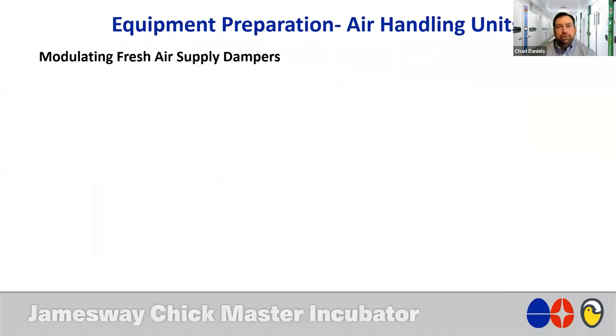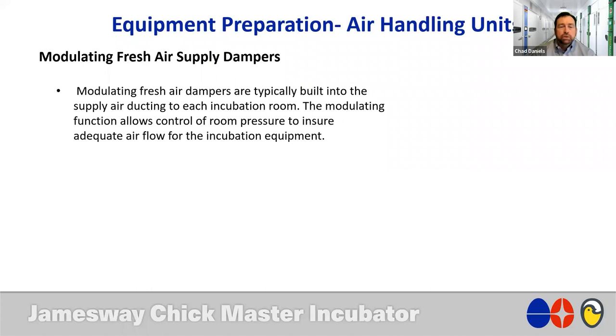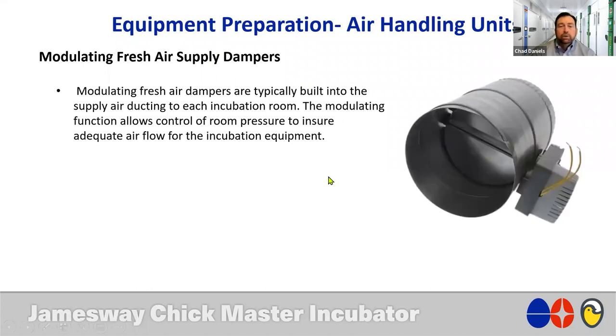Modulating fresh air supply dampers: generally with air handling units, if it's a 100% fresh air system, you'll have a variable speed blower, but oftentimes in the supply duct going into the facility, this air handler may supply multiple rooms. We see that in the case of having a CC3 or a central ventilation system. But anytime you have these air handlers, oftentimes you can have multiple rooms. So the modulating fresh air damper typically is built into the duct. And as you can see here, this damper is internal to this duct. And so it's very important to make sure that these are accessed, visually inspected, make sure they're clean, not damaged, and make sure they're functioning properly.